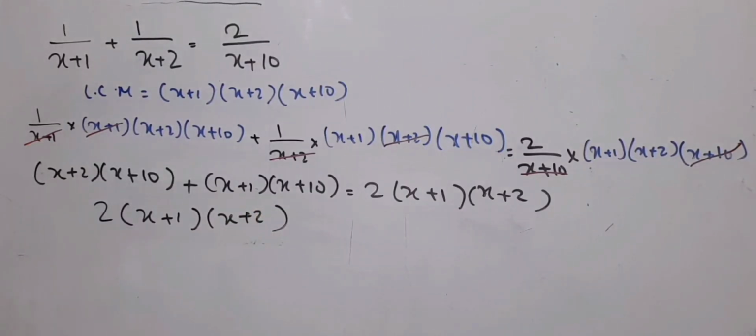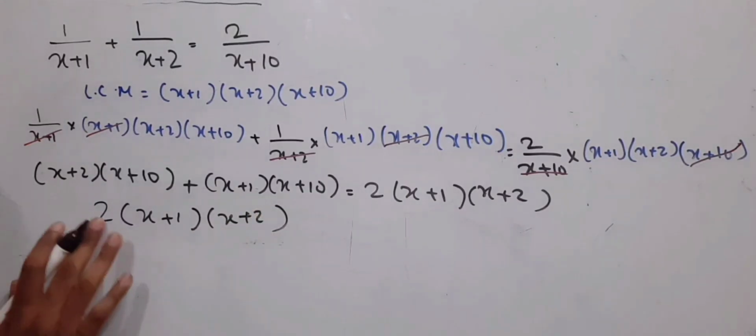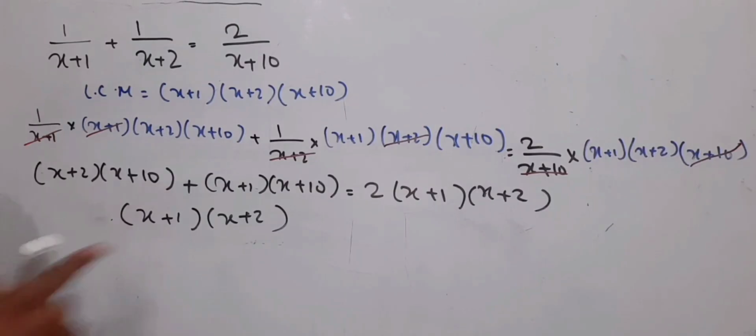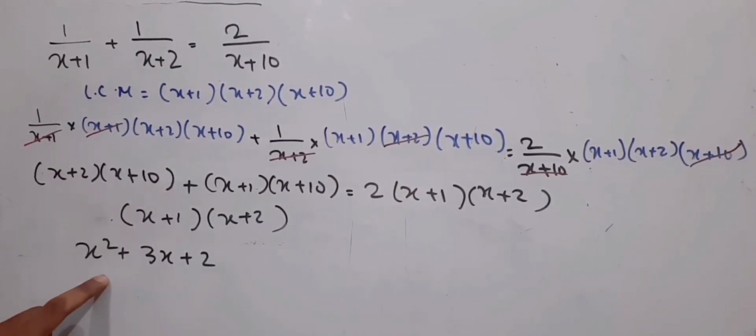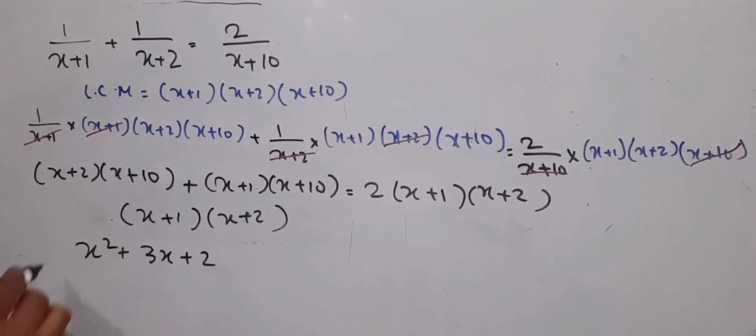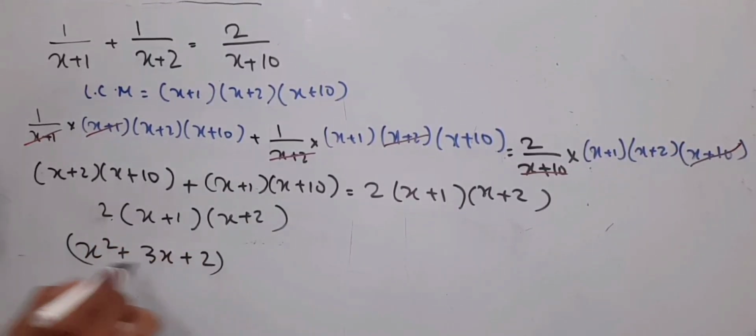Okay, sir, 2 is there because of 2. Think, for example, 2 is not there, then what will you do? So we will multiply. Multiply and tell me what is the answer. So this is what we are going to get. You multiply and see. Just write 2 here also, before this one.